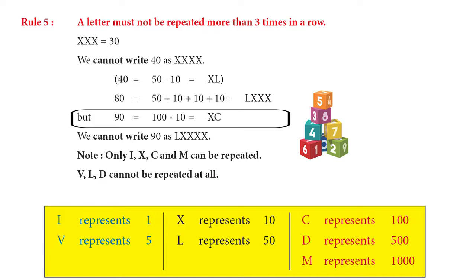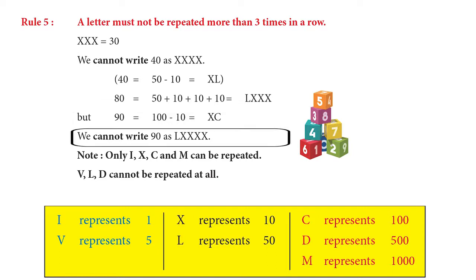So XC. We cannot write 90 as 50, that is L, and then 4 tens, because we can only write one letter 3 times, not more than that.